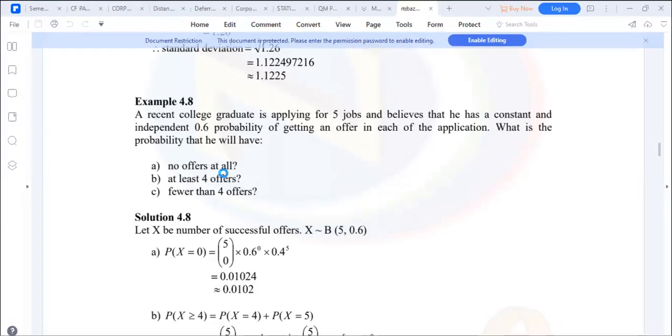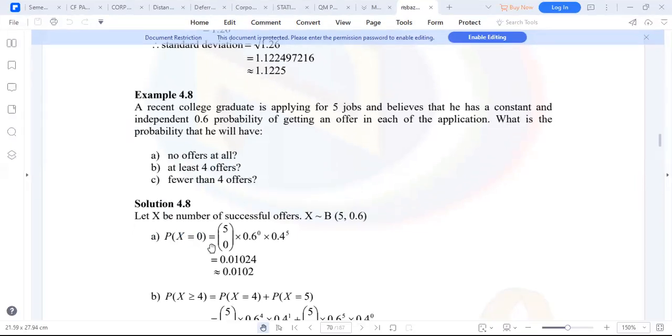Part A is asking us for no offers, so X is equal to 0. So 5 choose 0, the 0 comes on the 0.6. And if our P is 60%, the failure is 40%, so 0.4 is our Q. So 5 minus 0 is 5 comes on the 0.4. I've taught you how to compute this. So the probability of X equal to 0 is 0.102.